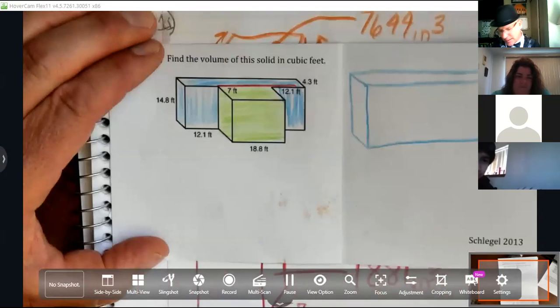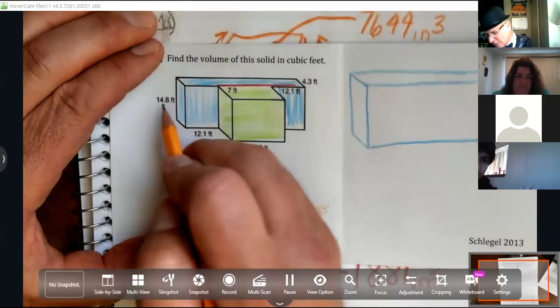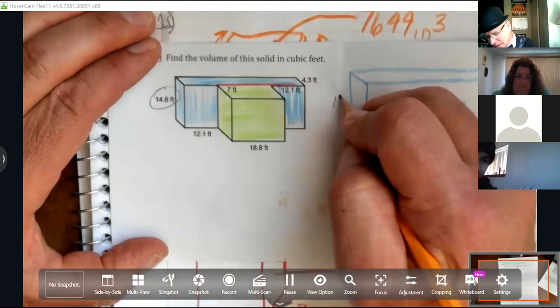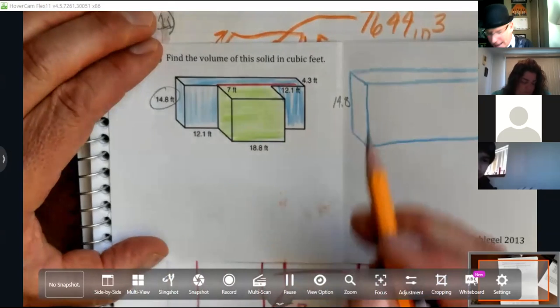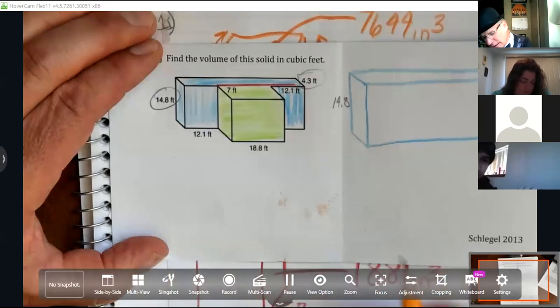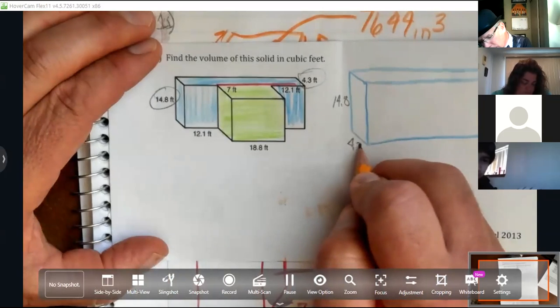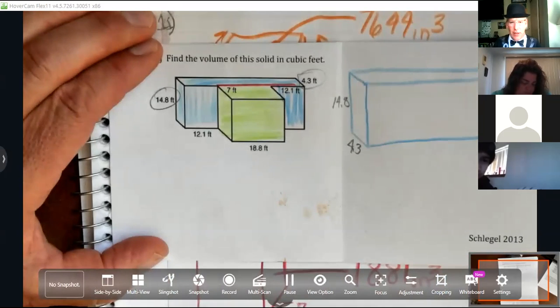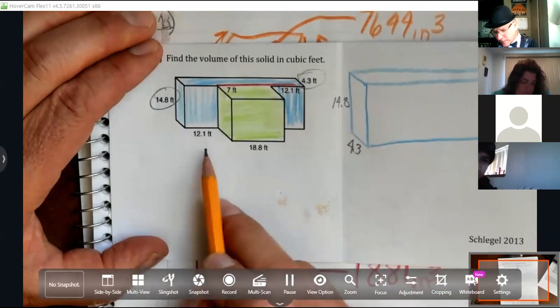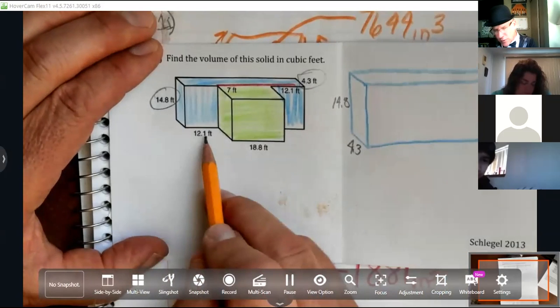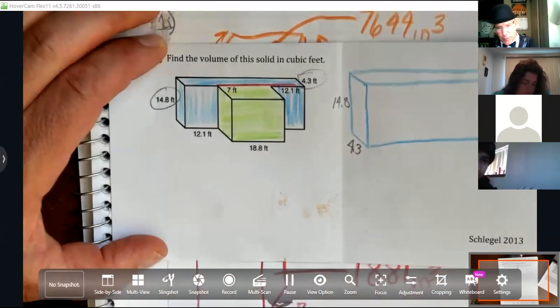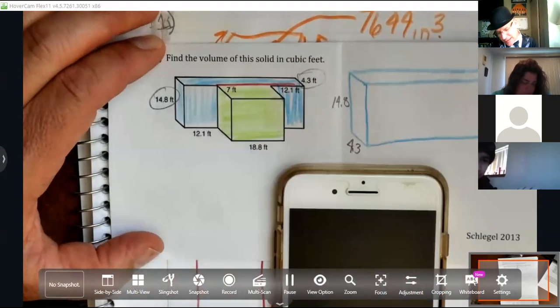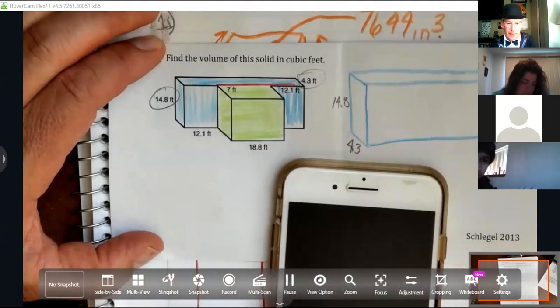I'm going to take my trusty pencil. We know that blue guy is 14.8 feet high, so I'm going to do 14.8 right here. We know the blue guy is 4.3 right here, 4.3. And remember, our units are feet. But blue guy, 12.1 feet here, 12.1 feet here, and 18.8 feet. So we've got to add all that together. And I have a feeling it's going to be a nice round number.